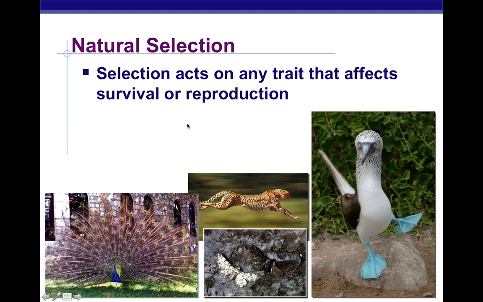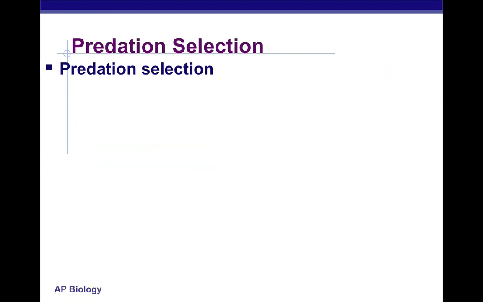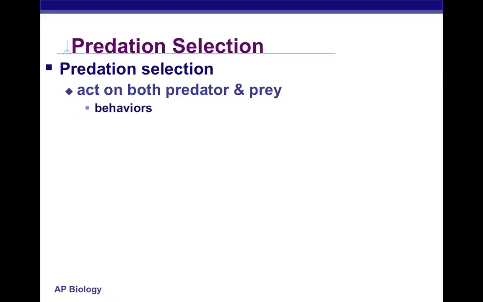Moving on. Natural selection is selection that acts on any trait that affects survival or reproduction. So we're going to look at these different types of selection: predation selection, physiological selection, and then sexual selection. For predation selection, you can probably guess what this is talking about. It's looking at what traits or adaptations help you either be a predator or help you prevent being preyed upon.